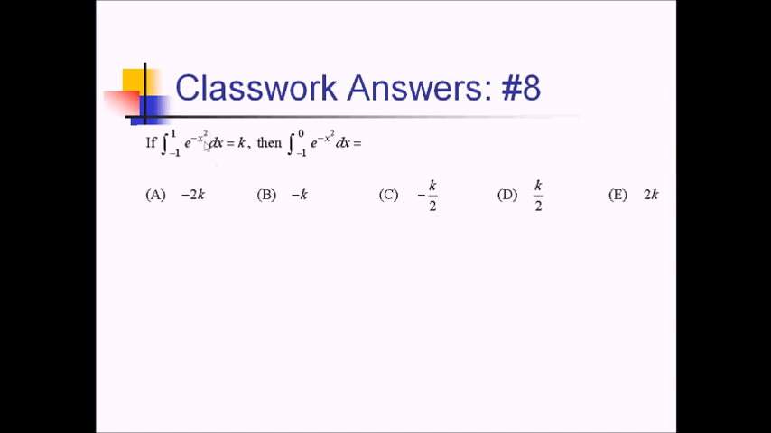Because of this x squared here, this is going to be an even function because if you plug in negative and positive numbers, you get the same result. So that means that this function is symmetrical over the y-axis.